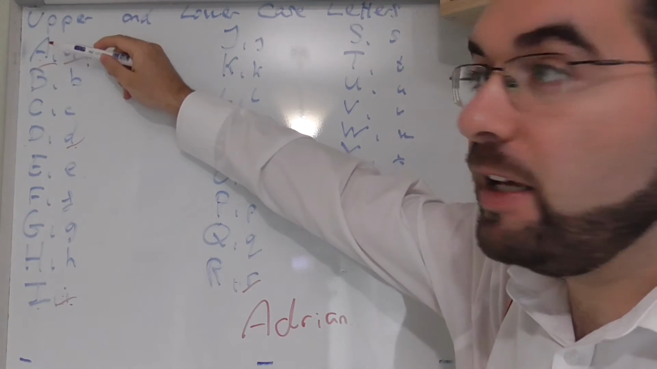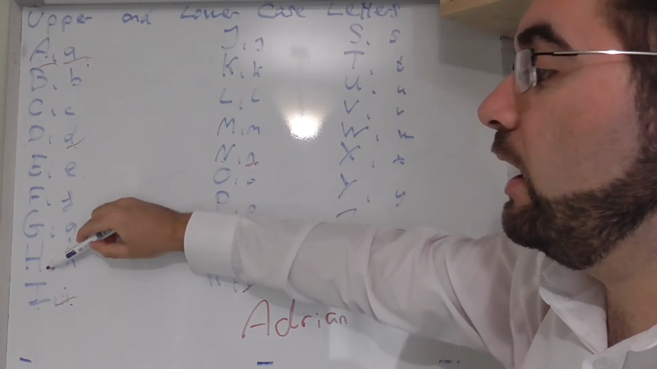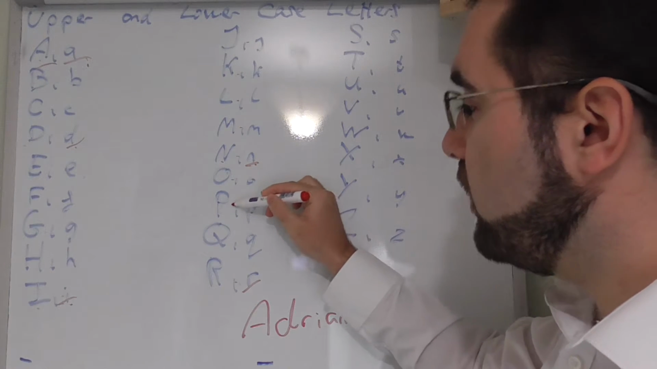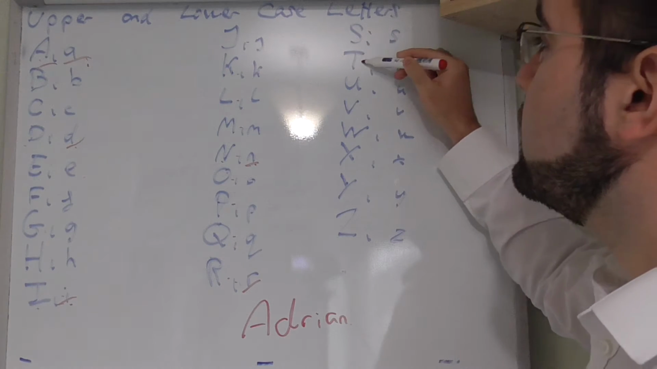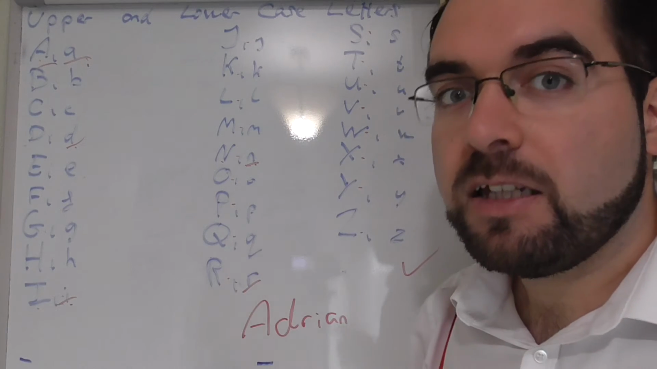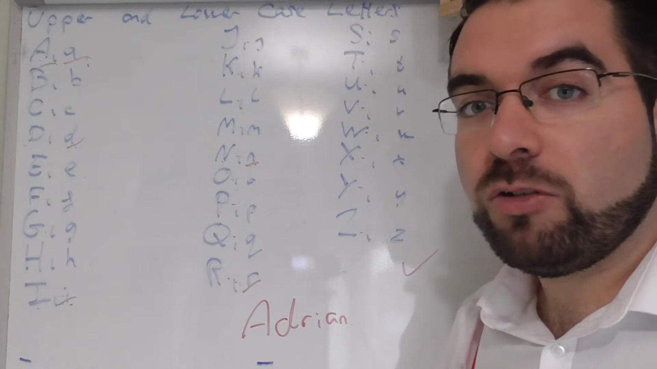So A, B, C, D, E, F, G, H, I, J, K, L, M, N, O, P, Q, R, S, T, U, V, W, X, Y, Z. Nice. That's the uppercase version. Uppercase on the left, lowercase on the right.